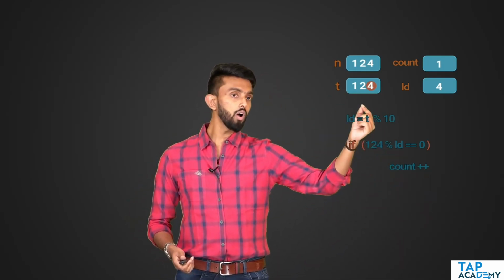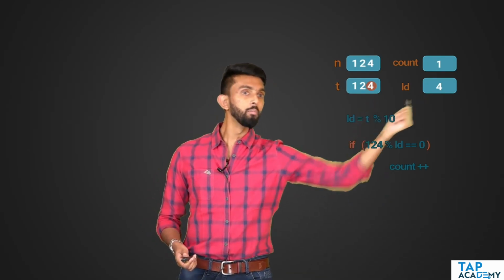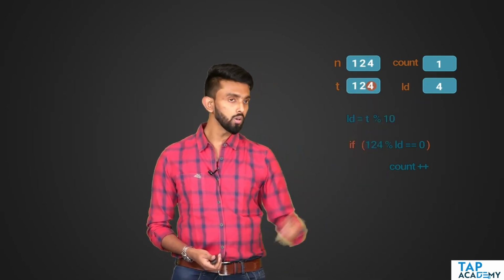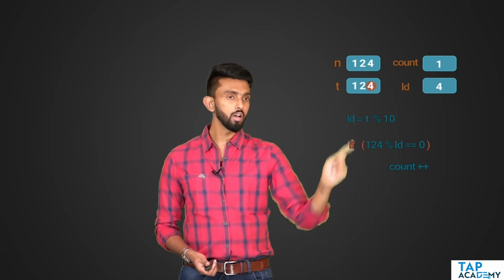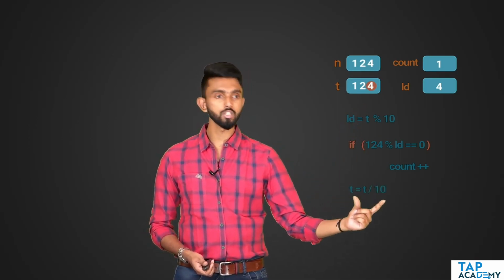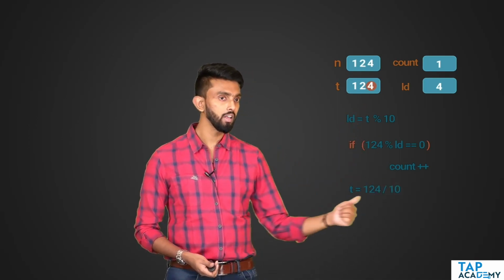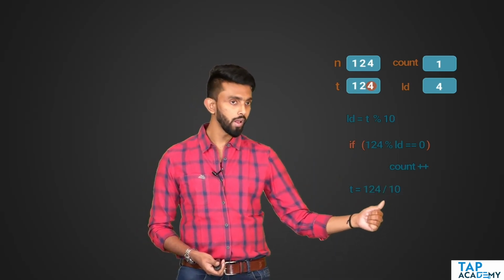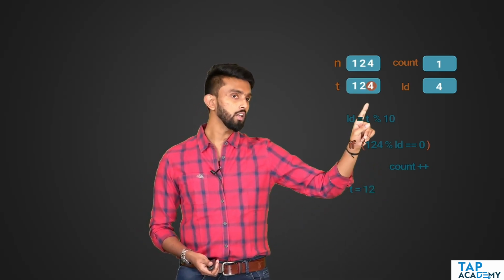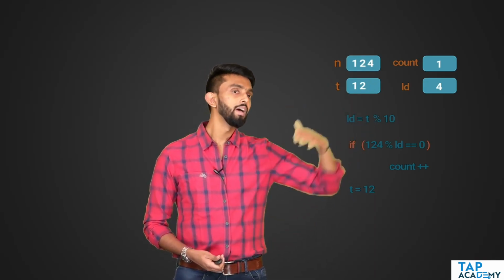Then before you repeat it, I want the last digit to be removed from t. How will I do it? t mod 10 will give me the last digit. t divided by 10 will remove the last digit. Remove the last digit, store it back in t. So 124 divided by 10 is 12, store it in t. t is going to have 12, which is equivalent to removing the last digit. I hope I'm clear. This process has to now again repeat.